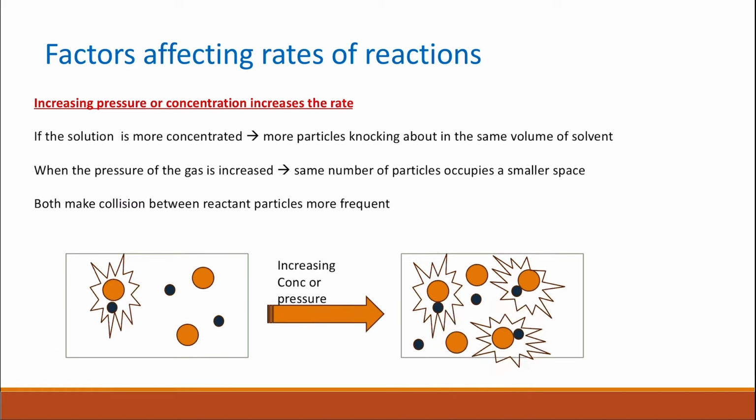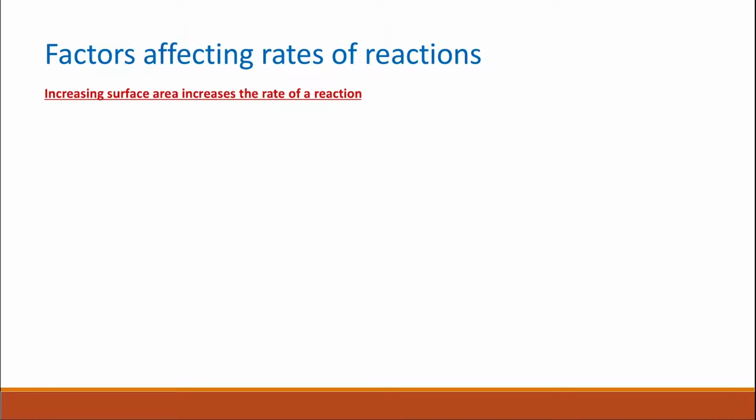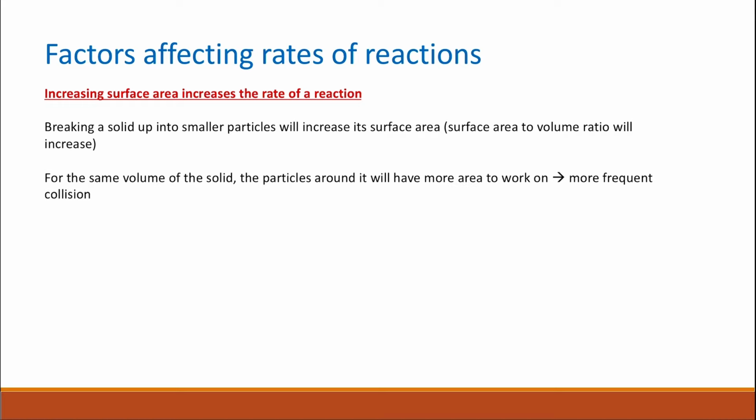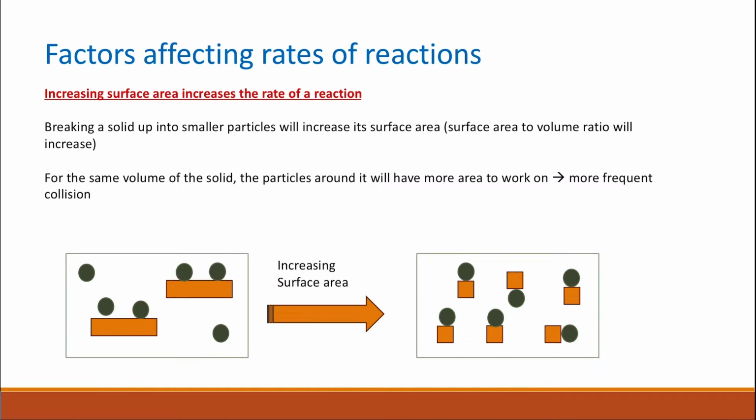So more frequent collisions will take place if we increase the concentration of a solution or the pressure of a gas. The third factor here is the increase in surface area. So if you break a solid up into smaller particles, that will increase its surface area. So now the surface area to volume ratio will increase. And for the same volume of the solid, the other particles will have more surface area to work on. So that means more frequent collisions. So increasing surface area will have effectively more collisions and will increase the rate of the reaction.